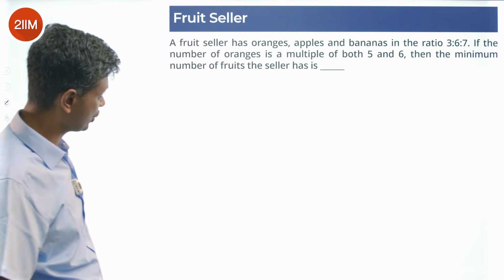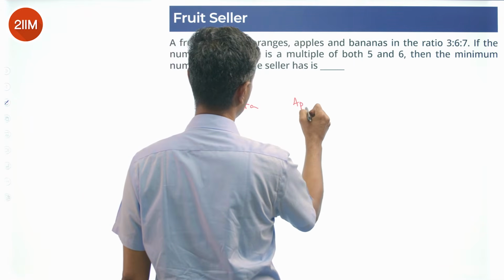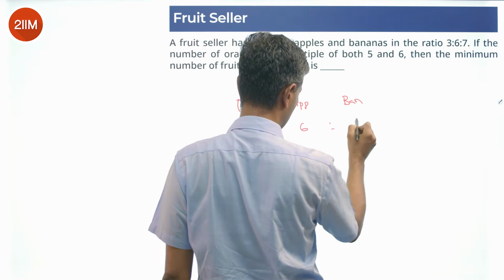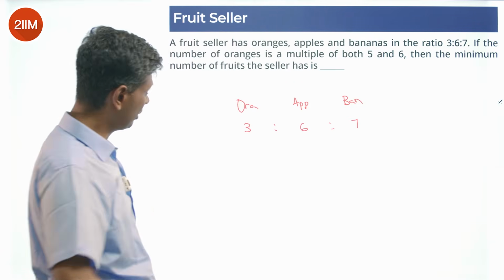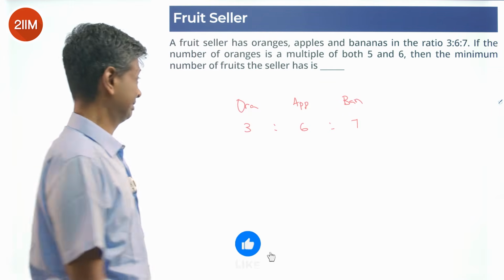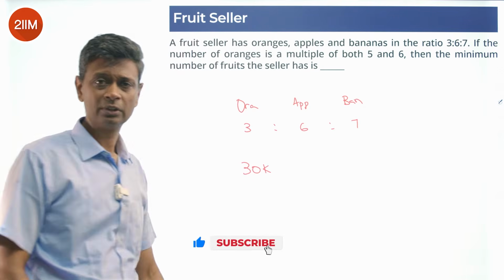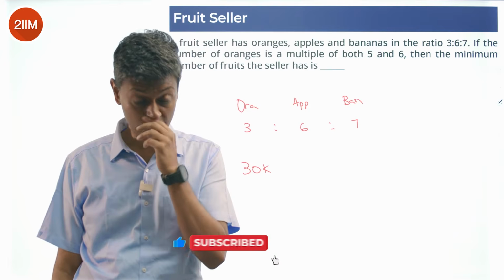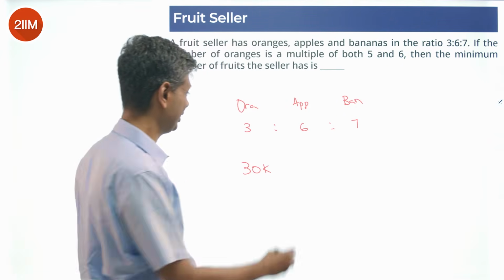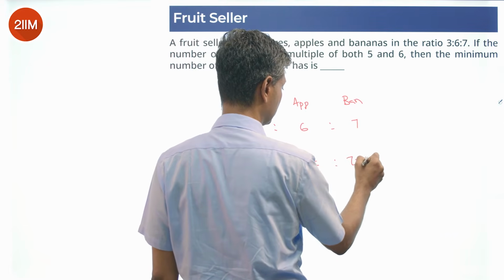A fruit seller has oranges, apples and bananas in the ratio 3:6:7. If the number of oranges is a multiple of both 5 and 6, then the minimum number of fruits. Oranges should be at least of the form 30k. Should be a multiple of 5 and 6, so it should be a multiple of 30. I want the least possible thing. So this is 30k, this is 60k, this is 70k.